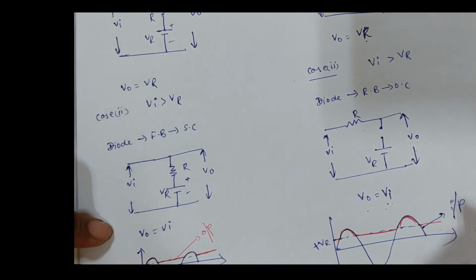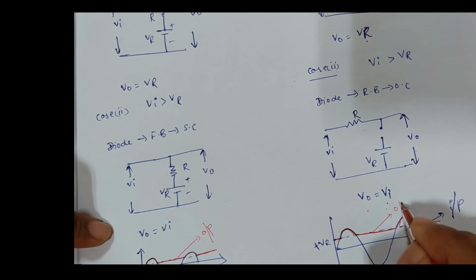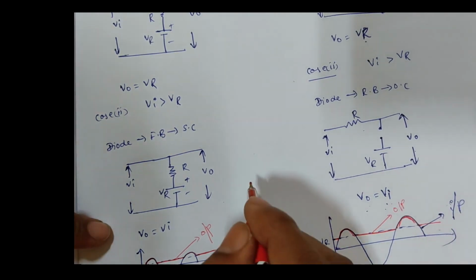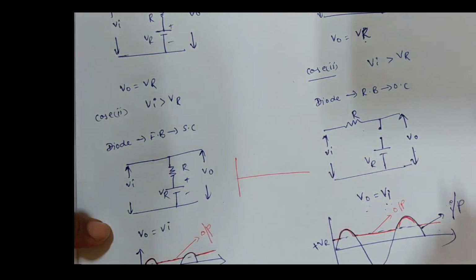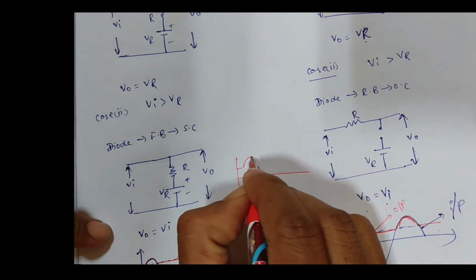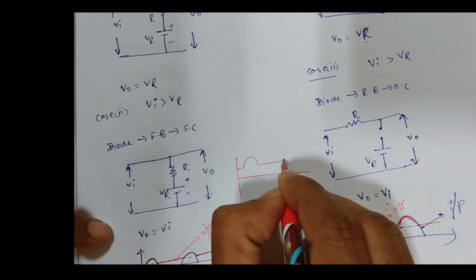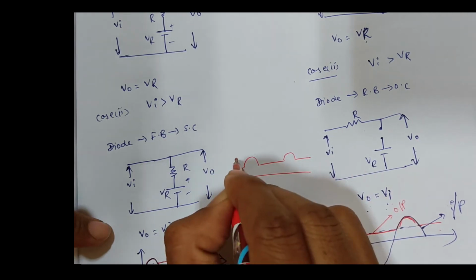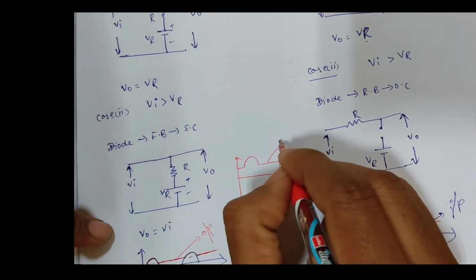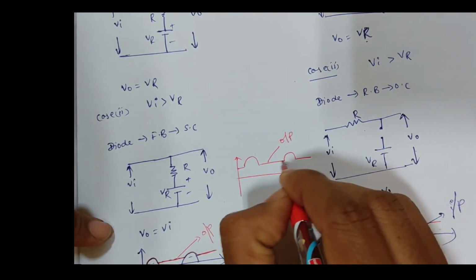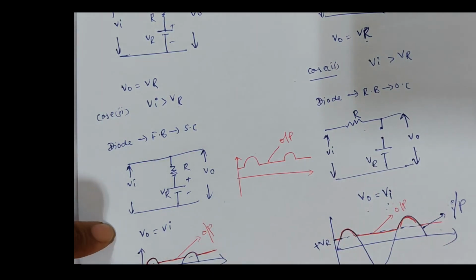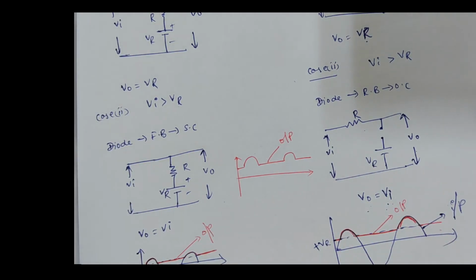Yes, so this indicates the output. Simply we can draw the output waveform like this. This is the output waveform. So we'll get this kind of output in the biased negative clipper with positive bias. This is about the biased clippers.